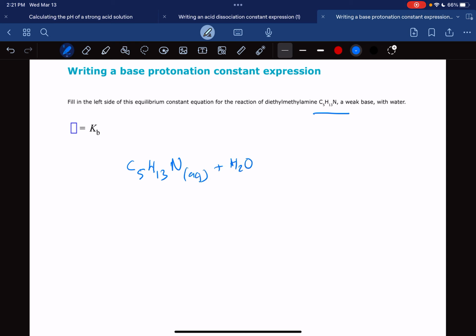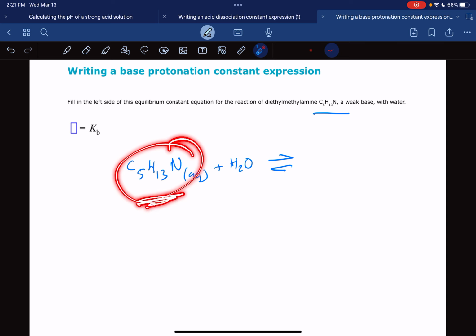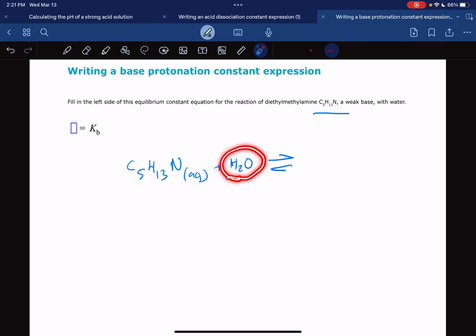Now, what do bases do that is different than acids? Well, bases, they grab hydrogens. So this guy right here is going to grab hydrogens. It's going to grab hydrogens off of this. Now, you know you've done this correctly because if a hydrogen leaves the H2O, won't we end up with OH minus? And that's a telltale sign that we're dealing with a Kb expression. But then over here, this C5H13N, it's going to grab a hydrogen onto it.